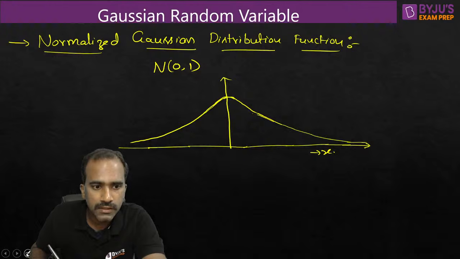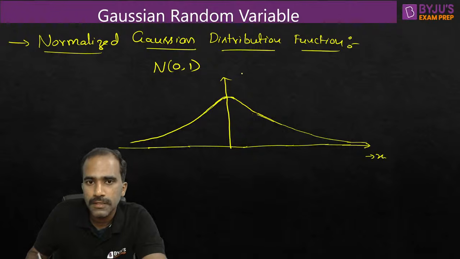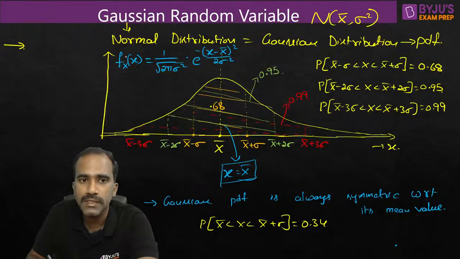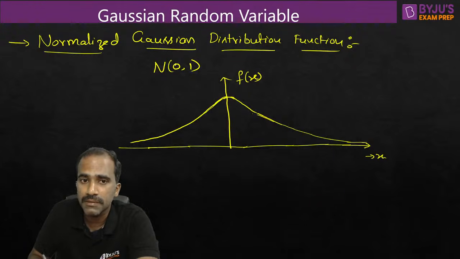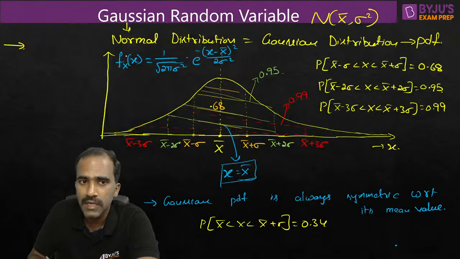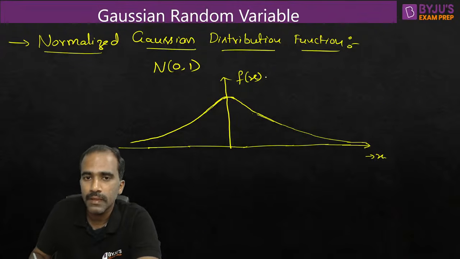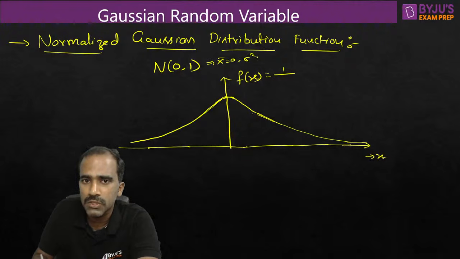As a function of x, I've plotted a normalized Gaussian distribution function. Let me represent it with f of x, just to show the difference between the previous one and the present one. See this one? I've taken the notation for any Gaussian distribution function as f subscript X of x. For a normalized Gaussian with mean 0 and variance 1, just to show the difference, I'm using it without the subscript. So what is the mean? Mean is 0 and variance sigma square is 1. So in this, mean x bar is 0 and sigma square is 1.